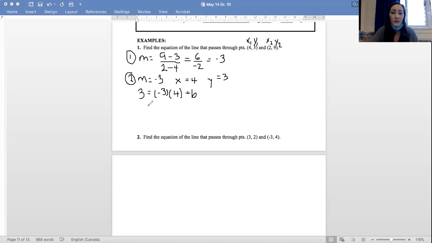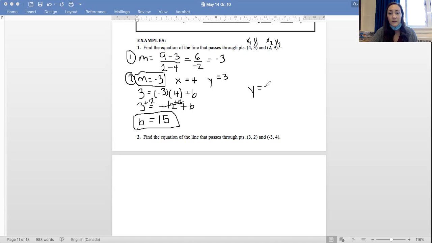So we plug it into our equation, and then we can do our multiplication here. So this will be -12 plus b. You're going to solve for b. This is being subtracted, so we're going to add 12 on both sides. That cancels this out, and this is plus 12. b is equal to 3 plus 12, which is 15. Then you're going to go back to your equation and put in only b and m. So y is equal to our slope, -3x, plus our y-intercept, 15.